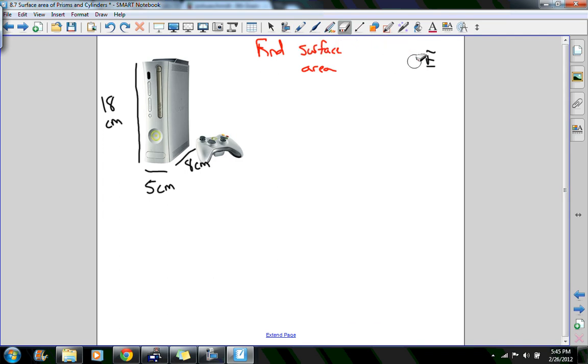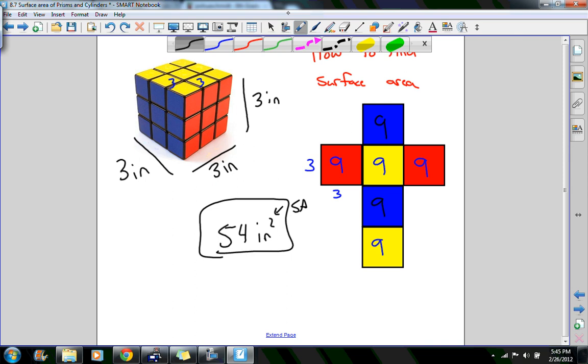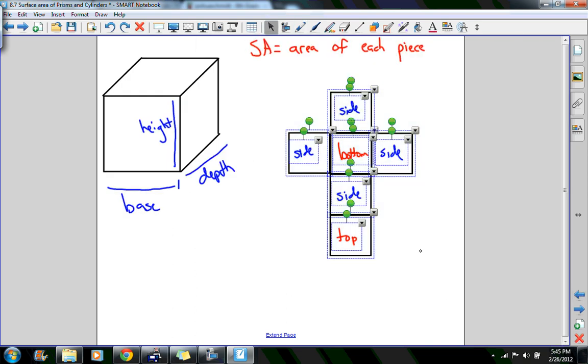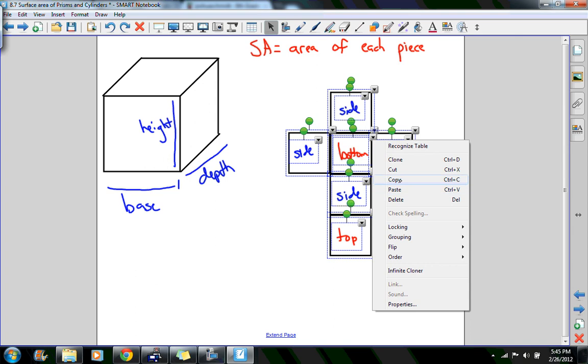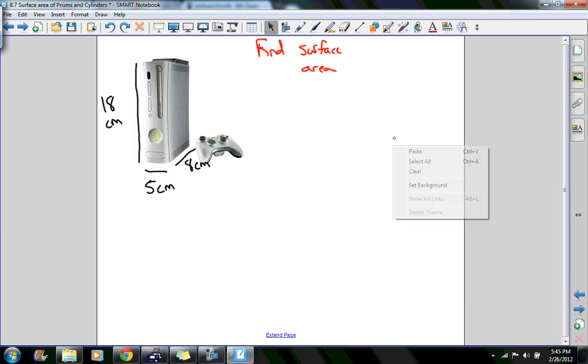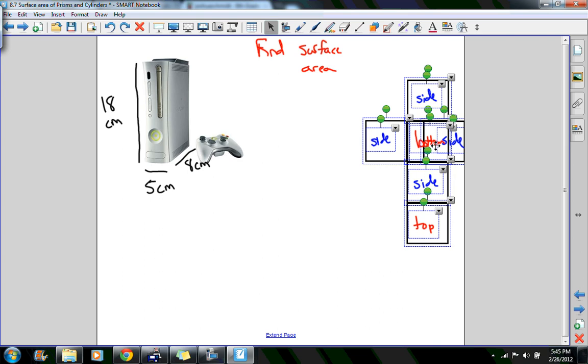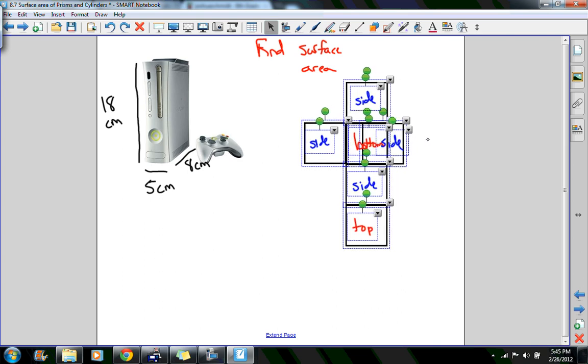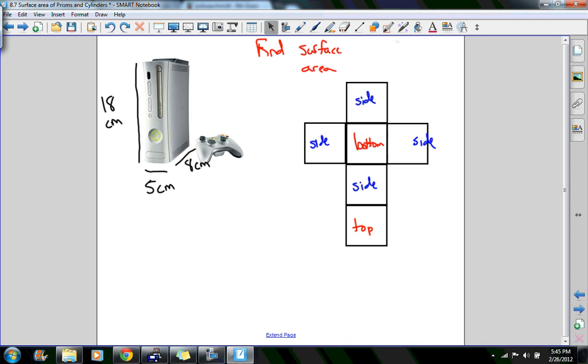Okay, so I'm hoping you gave it a shot on your own. Now I'm going to copy the net from the first problem, and I'm going to use it just because I think it'll be a little easier to see. Nope, I lost one of the rectangles, it looks like. There we go.